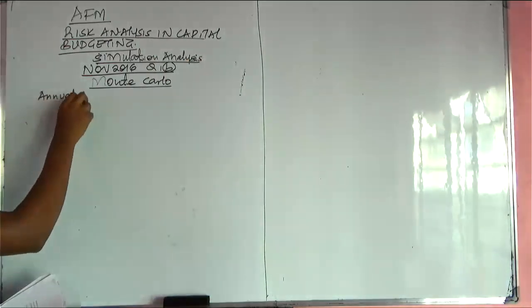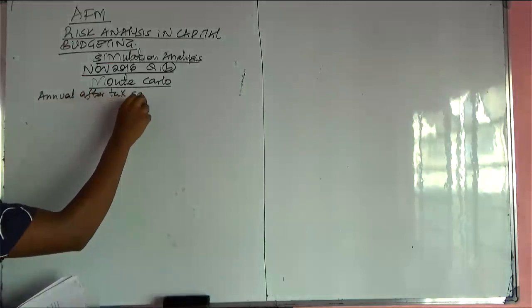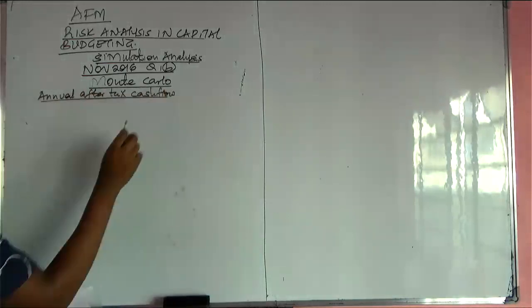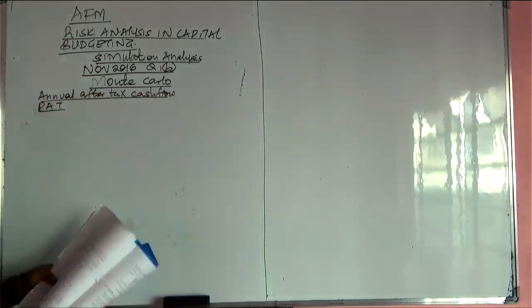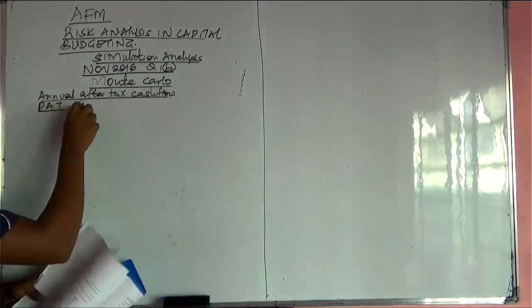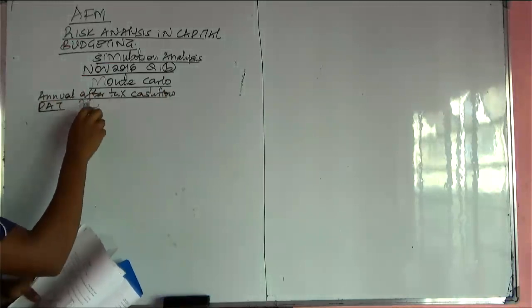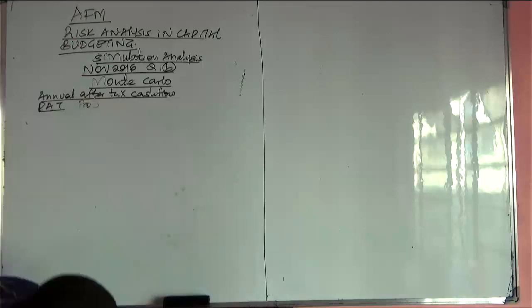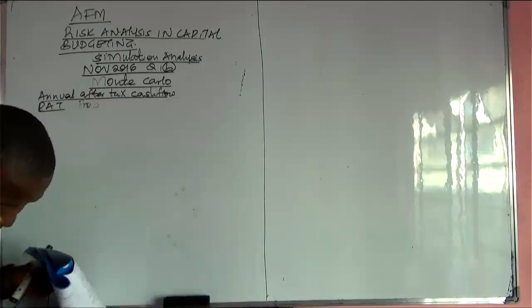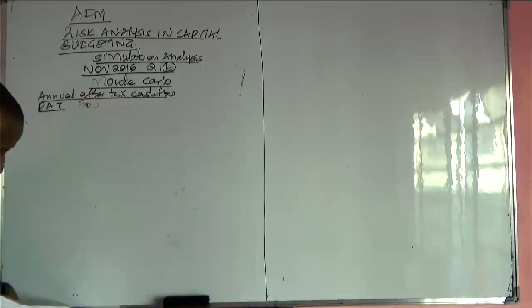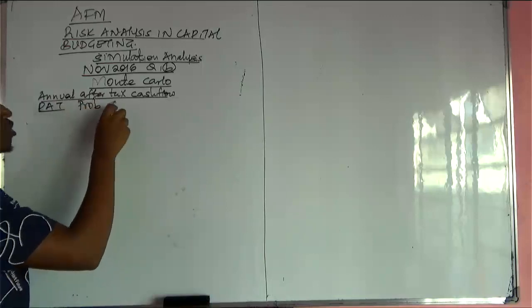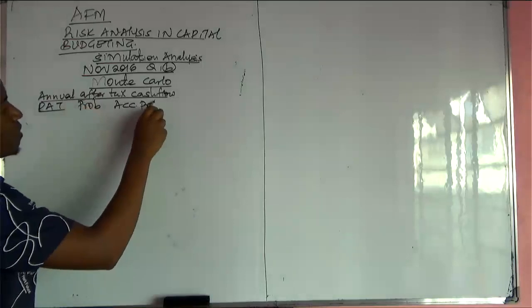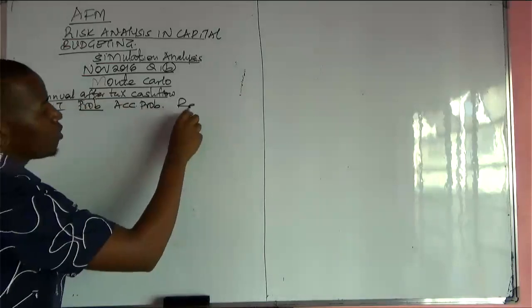I will begin with the annual after-tax cash flows to develop the Monte Carlo. This is generally the profits after tax. So we list the profits after tax, and then we list their probability. We will also have the accumulated probability, and then what we call the range.